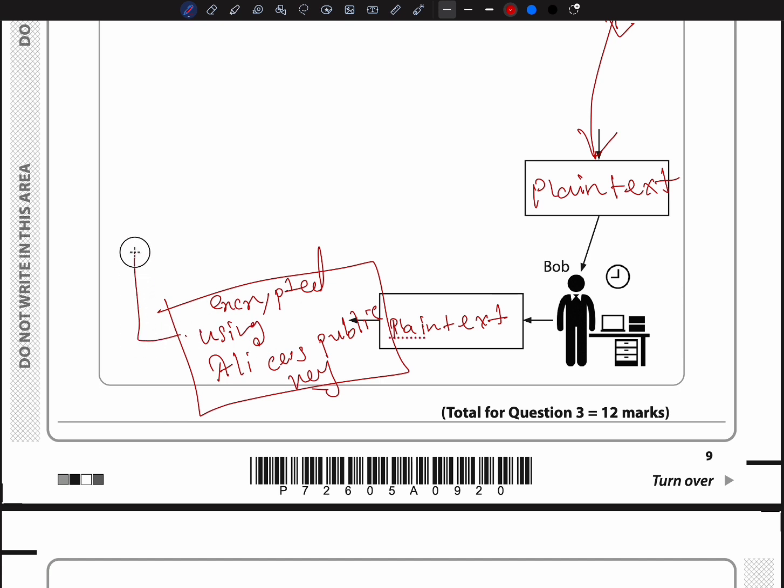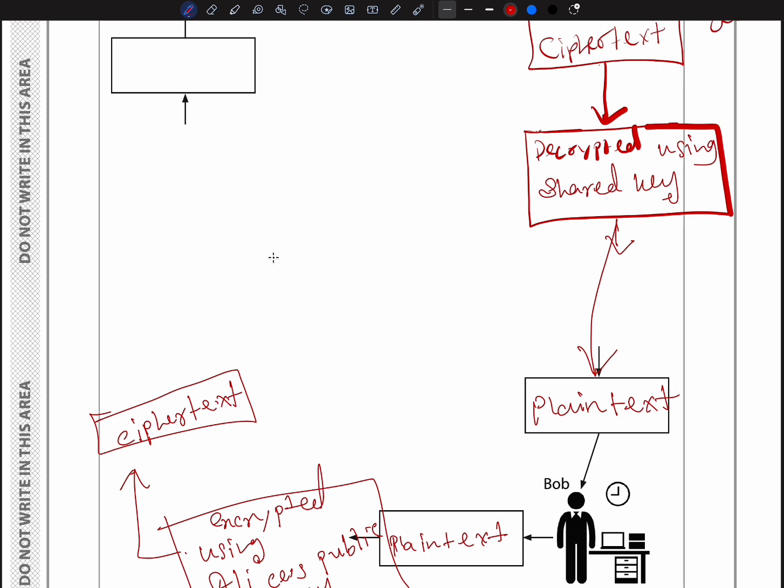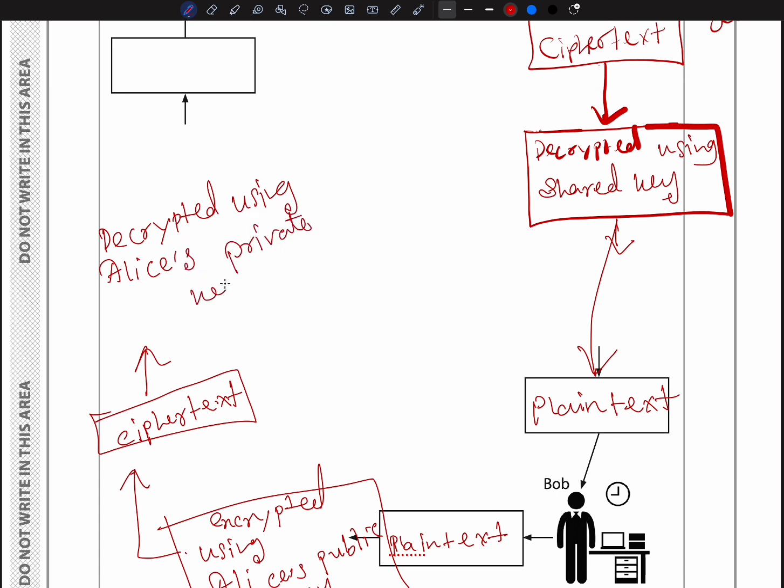Then they will apply an algorithm. The name of the algorithm is ciphertext. Okay, after that it will decrypt, the same as this, but they're using a shared key. Here they will use a private key. So the answer will be decrypted using Alice's private key. This one will also be inside the box.